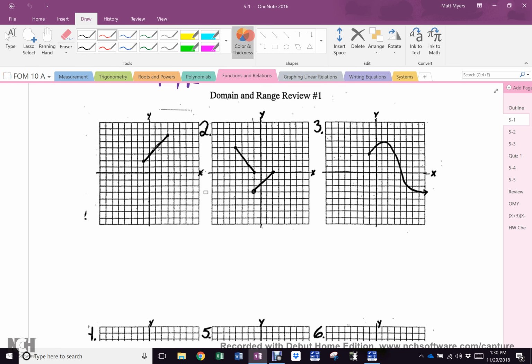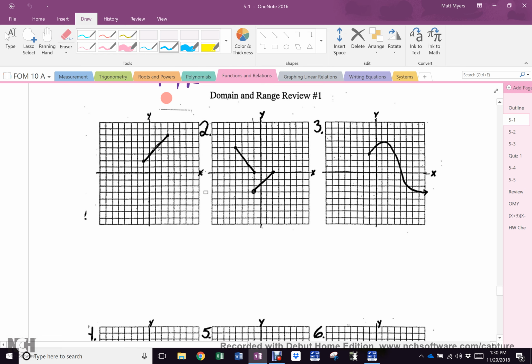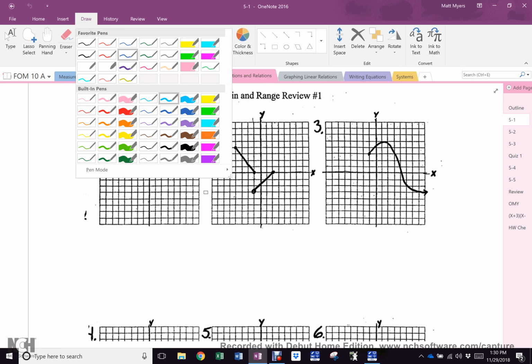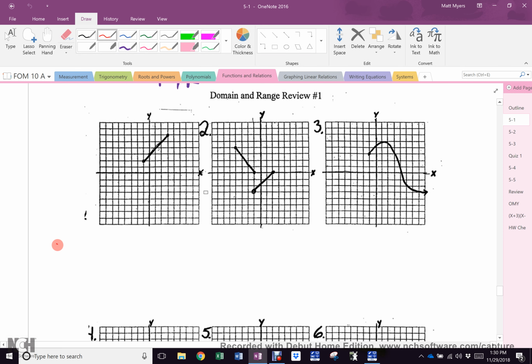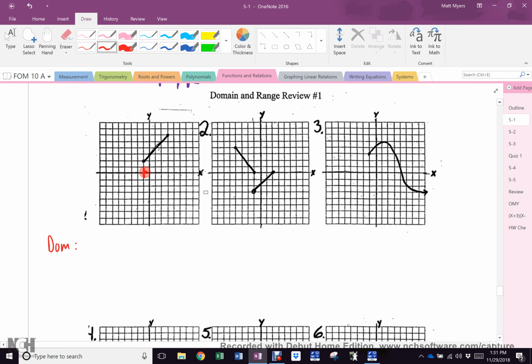So, I asked you to do domain. Have I been doing my domain in red or blue on here? Red. Domain is red? All right, so domain. In this first one, the domain is where? X or Y axis? X. So it goes from there. I don't like that. I want a thicker red pen. There to there. Are they both included? Yes.